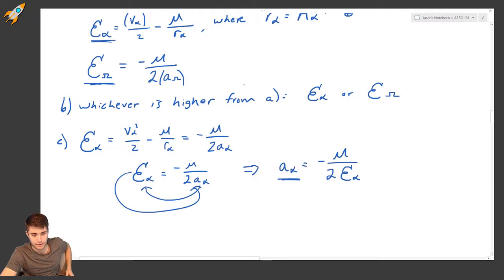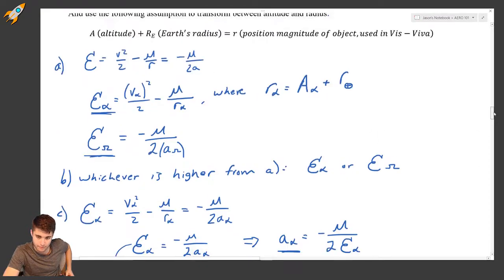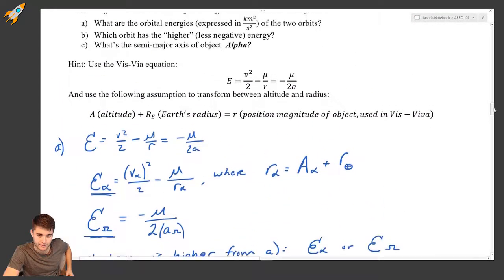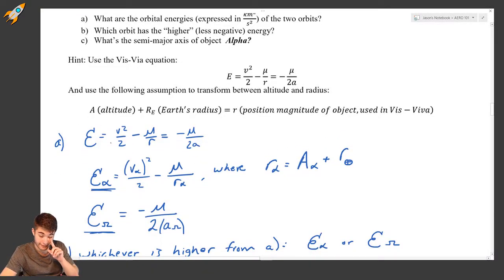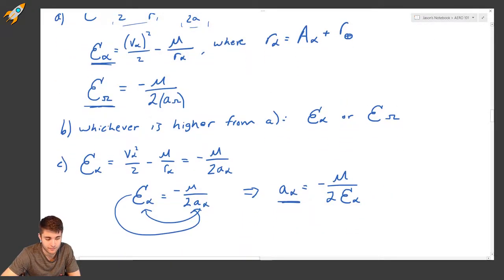So that's how you do the first problem. This is how you approach the first problem on the worksheet. These are the steps for doing A, B, and C. First thing, we had to calculate the energies of both. You can either use the form V squared over 2 minus mu over r, or the form negative mu over 2a. Those are your two options. I decided to use one form for calculating object alpha's energy, and the other for calculating object omega's energy. Then I have the two energies, so I can compare them and see which one has more orbital energy.